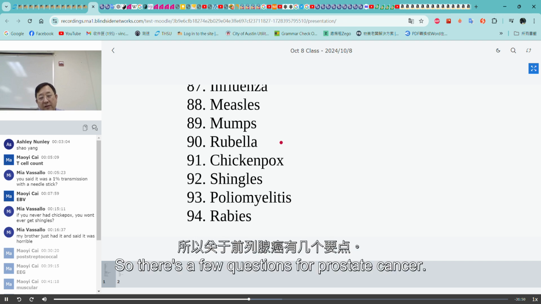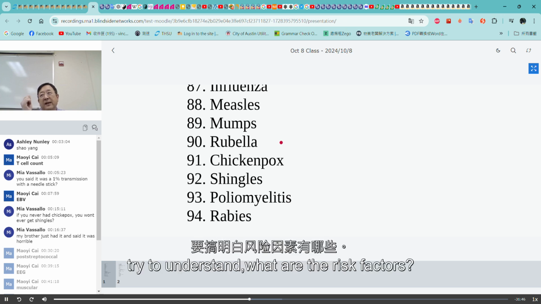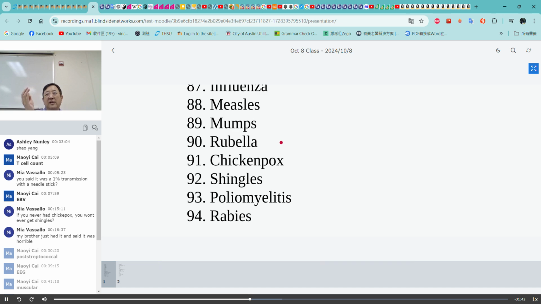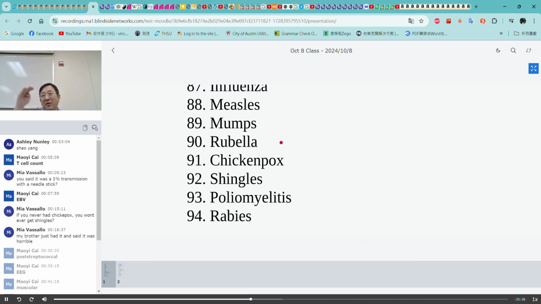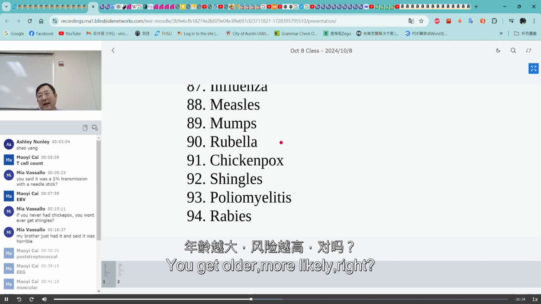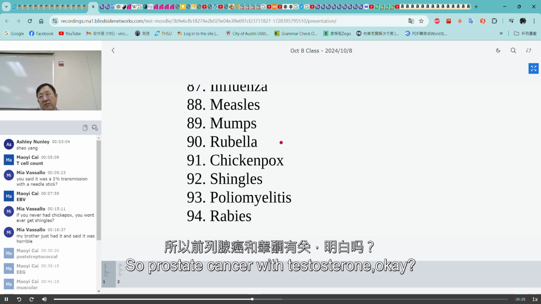So there are a few questions for prostate cancer. First, try to understand what the risk factors are. The biggest risk factor is age. You get older, more likely, right? The second is testosterone. It's hormone related, just like breast cancer was estrogen. So prostate cancer is testosterone.